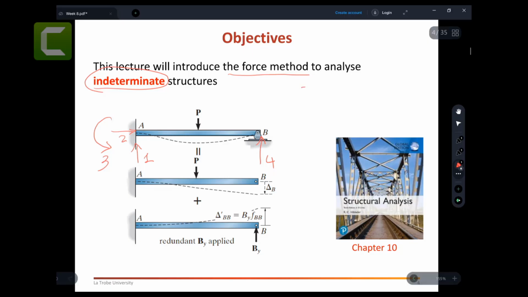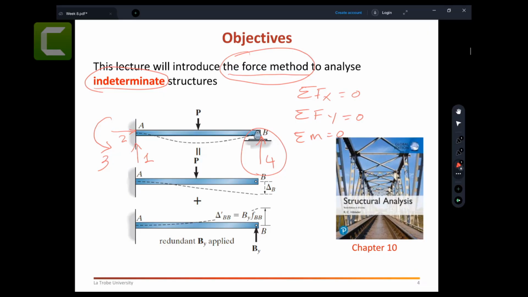You have four reaction forces of unknown value, and you have three equilibrium equations. Sum of the forces in the x direction equal to 0. Sum of the forces in the y direction equal to 0. Sum of the moments equal to 0. Now you have three equilibrium equations and four unknowns. So we can't use our conventional equilibrium equation methods to solve those unknowns. So now we are going to introduce these force methods to find this extra fourth quantity.